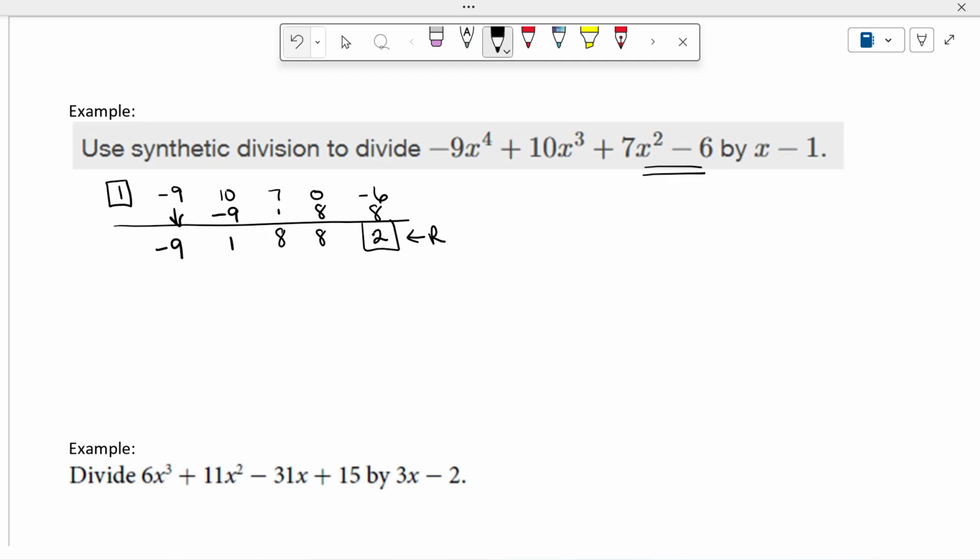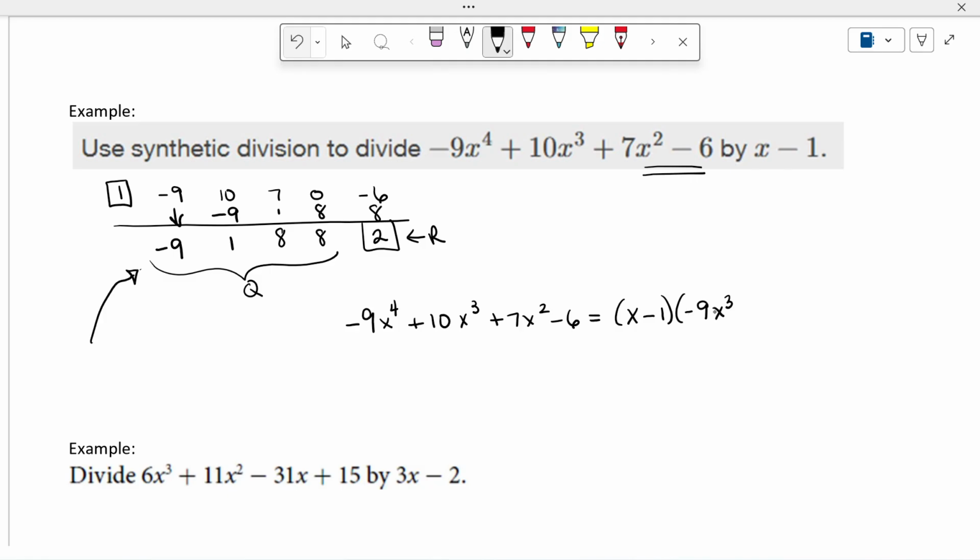It tells us the remainder is 2. Okay. And it tells us the quotient. So basically, this function, negative 9x to the 4th plus 10x cubed plus 7x squared minus 6, is equal to, we tried to factor out x minus 1. What we got was negative 9x cubed, I'm looking here now at this row, plus x plus 8x plus 8. That doesn't quite equal the original function. I have to add the remainder on the back end for it to equal. So it didn't divide it nicely.